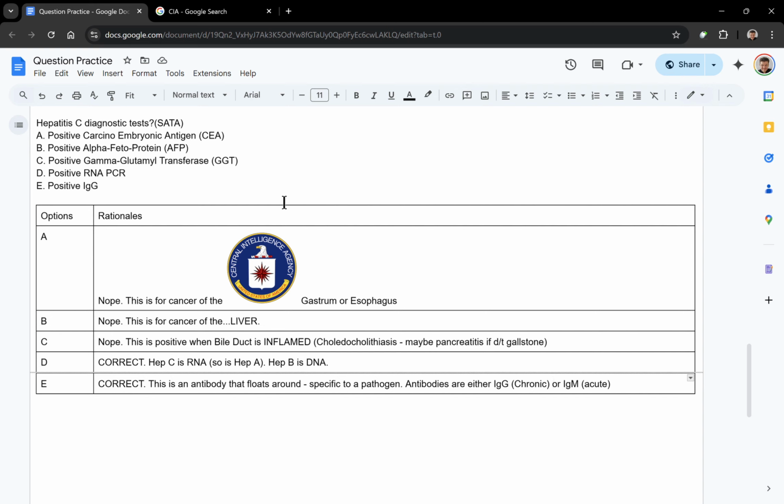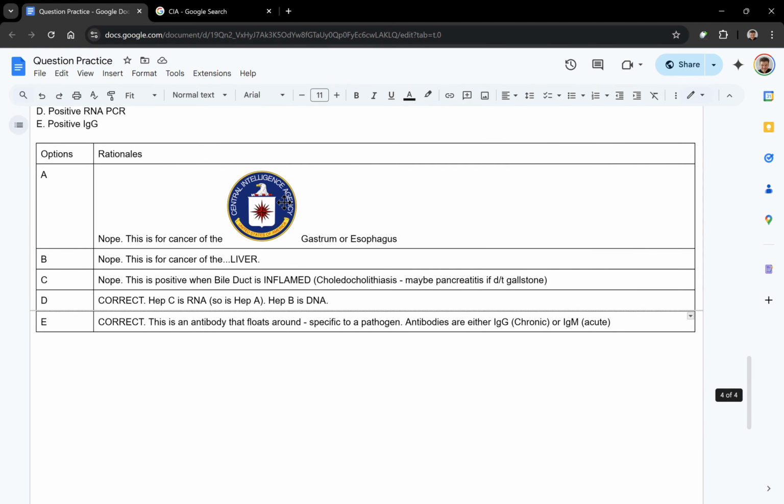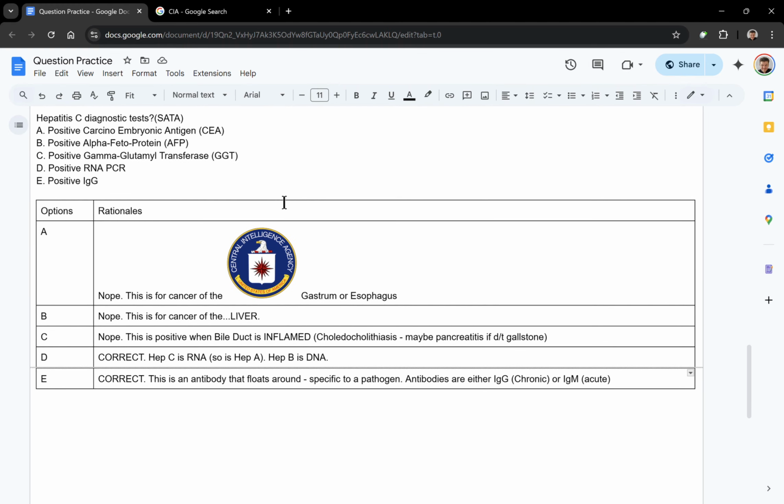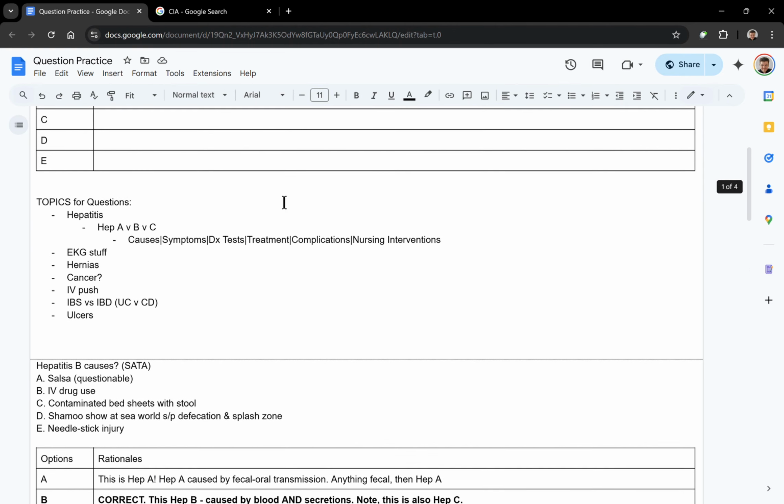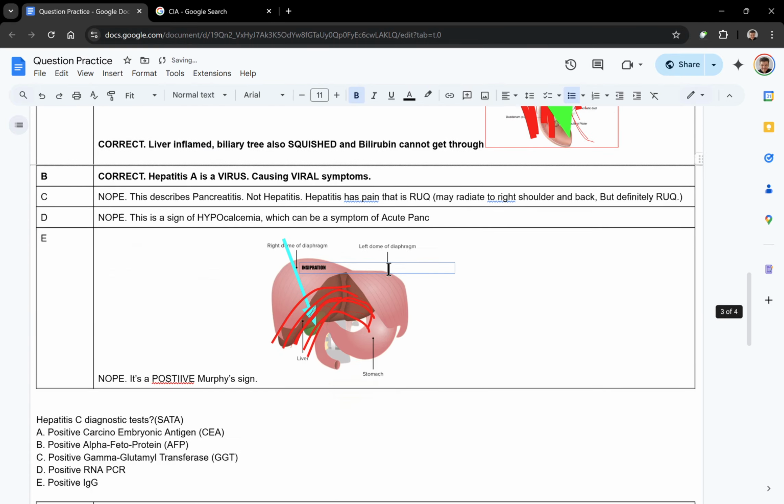Titers are looking at IgGs. IgMs only last maybe 3 weeks, maybe 6 months. We don't know, so it varies on the disease process. Does that make sense for diagnostic tests? Or do you want to keep doing hepatitis, or move on? We did causes, symptoms, diagnostic tests, so now treatments.